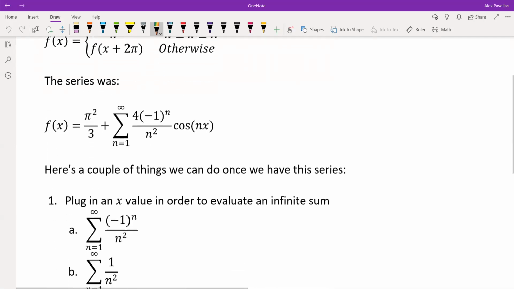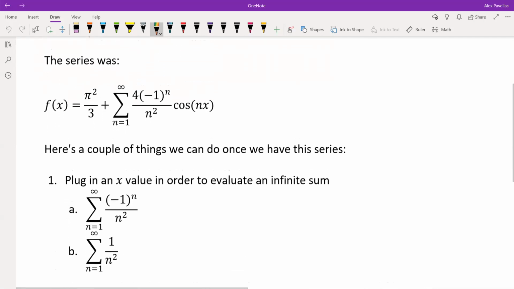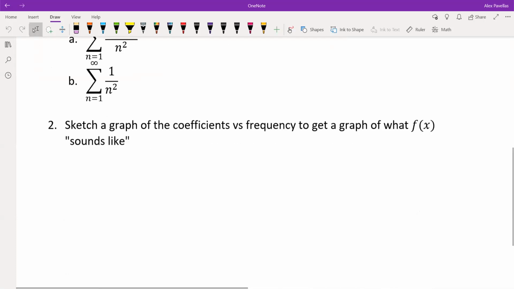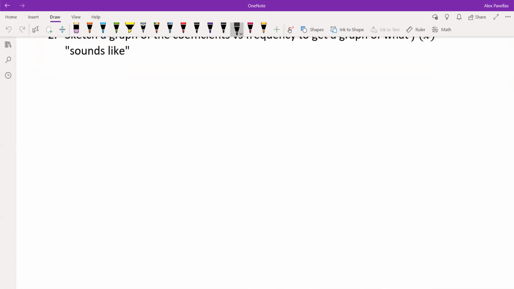Well, a couple of things that we can do once we have this series is we can plug in an x value in order to evaluate an infinite sum. And it's not always immediately clear, starting from a function, what sorts of infinite sums you'll be able to evaluate with it. But you get a whole bunch of them for free because you know that this function is the same thing as this sum, no matter what I plug in for x. Well, provided it's not at a point of discontinuity and so on. All right, so let's evaluate some sums.